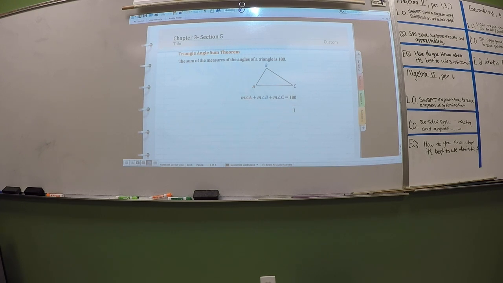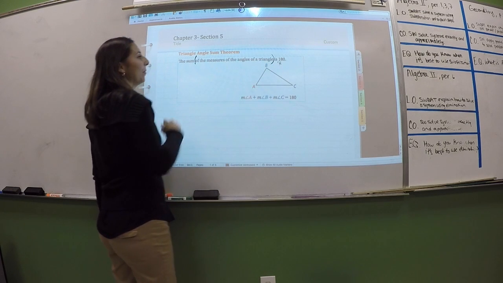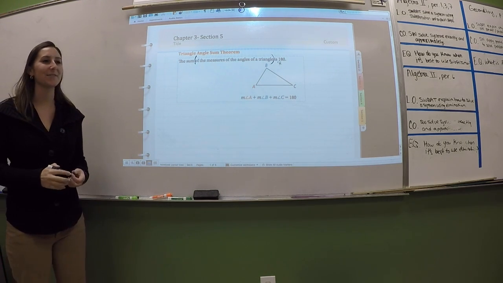Okay, we are there. The drawing. You know what, you're wrong here. It shouldn't be is 180, it should be the sum of 180. It does say that: the sum of the measures of the angles of a triangle is 180. Yeah, the sum is. Look at this, it's a prepositional phrase. The sum is 180.